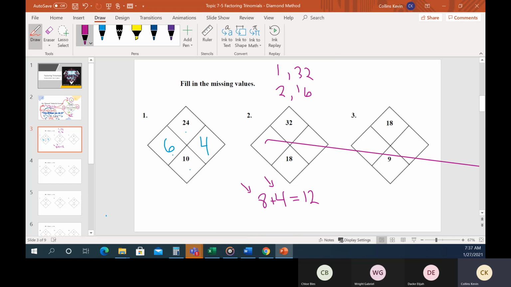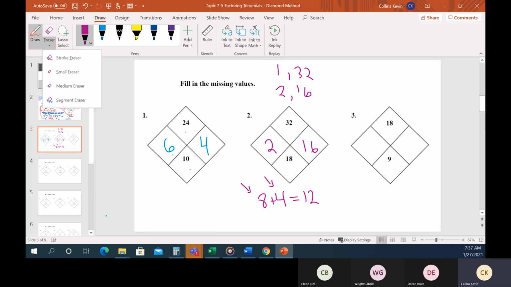And again, the order doesn't matter. I can put the 2 here and the 16 here. Order will matter a little bit when we start talking about negative signs, but for right now, we're good. Okay? So there we go. 2 times 16 is 32. 2 plus 16 is 18. That's our guy. All right, how about the next one?